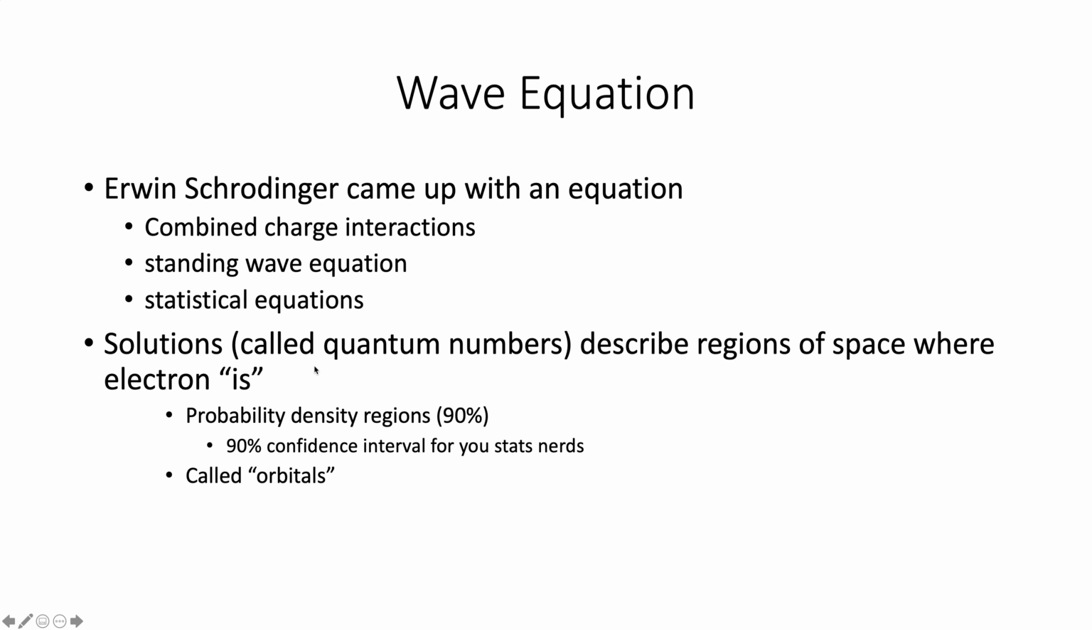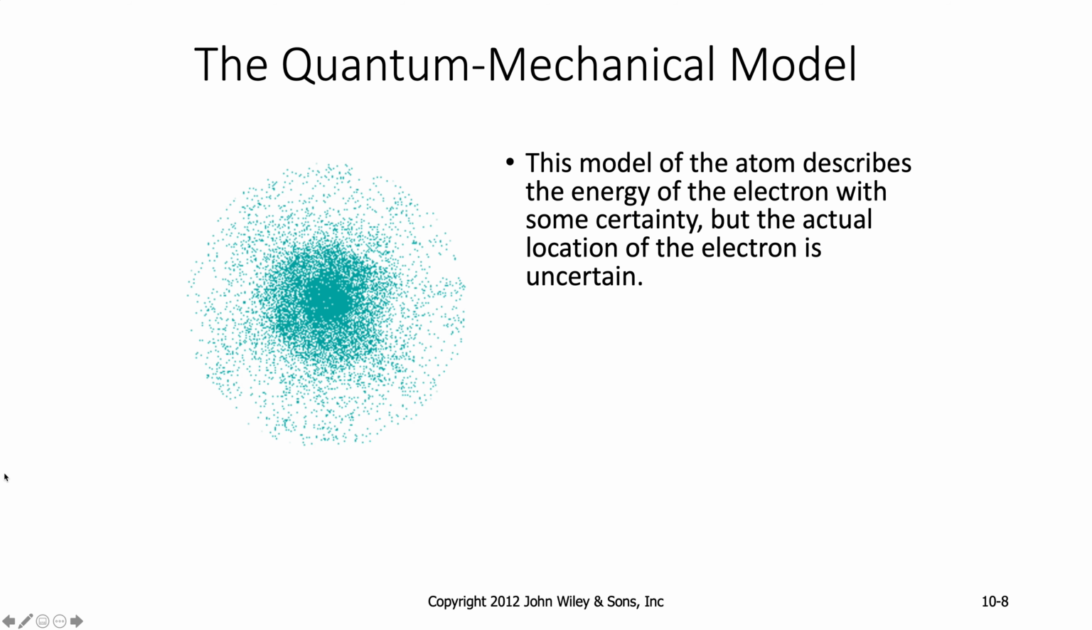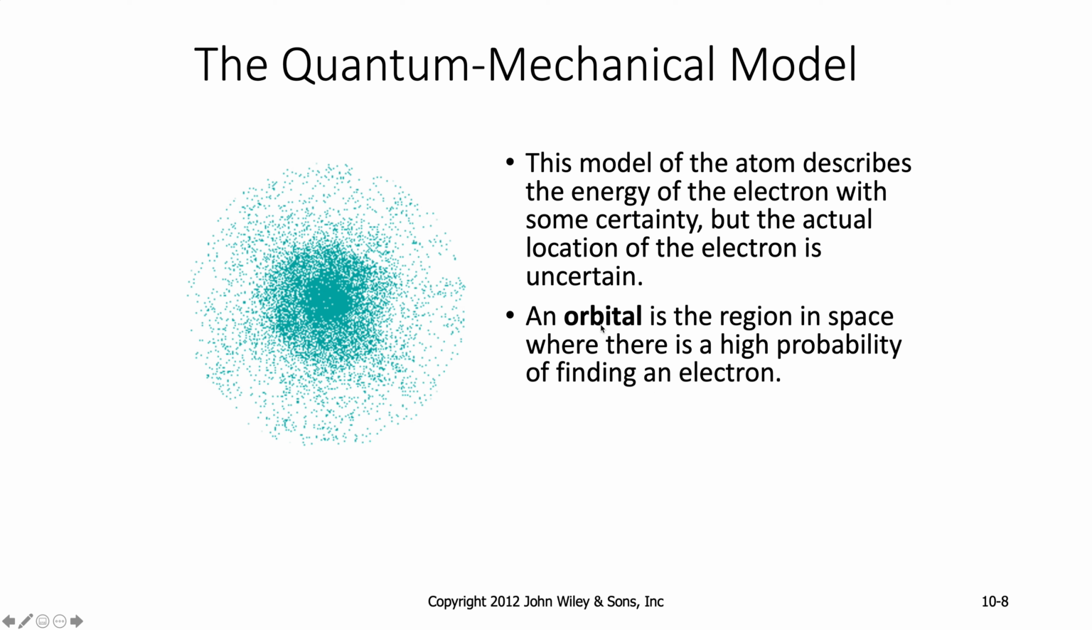These are called orbitals. They're really probability density regions, like 90% confidence intervals for those of you taking some stats. So the orbital isn't exactly where the electron is, it's where it likely is, but we just kind of treat the orbital as if it's the electron. It kind of looks like this. Yes, it can be way out here, but in general, it spends most of its time here. So it's a good idea to think of the electron as the orbital.